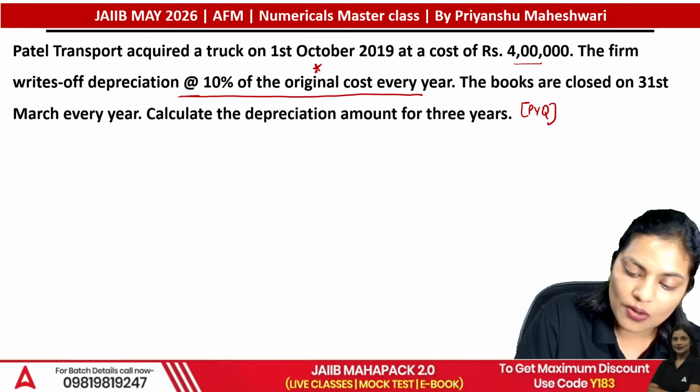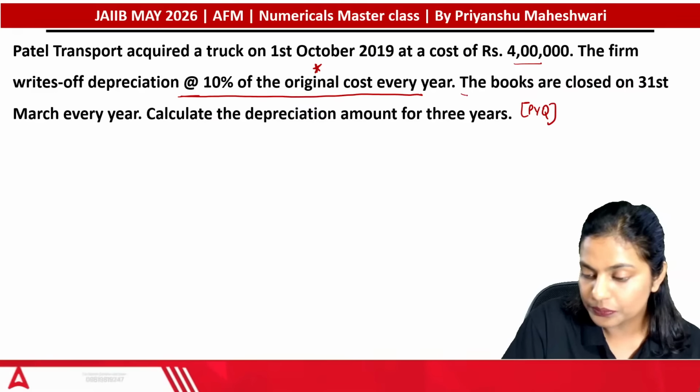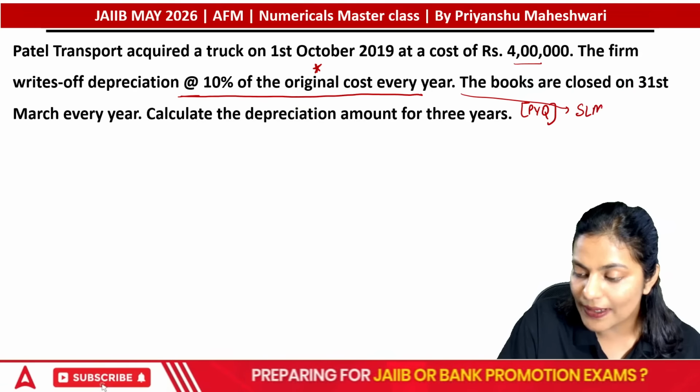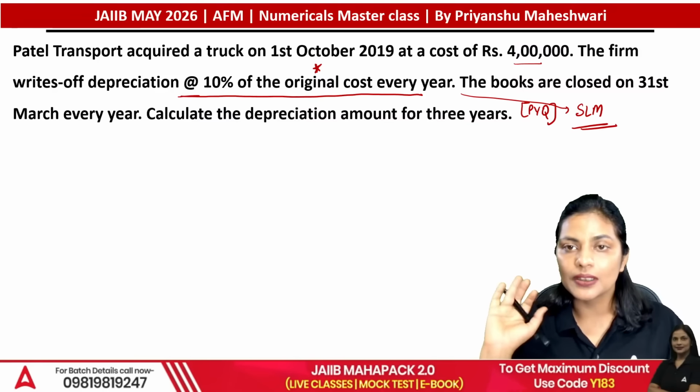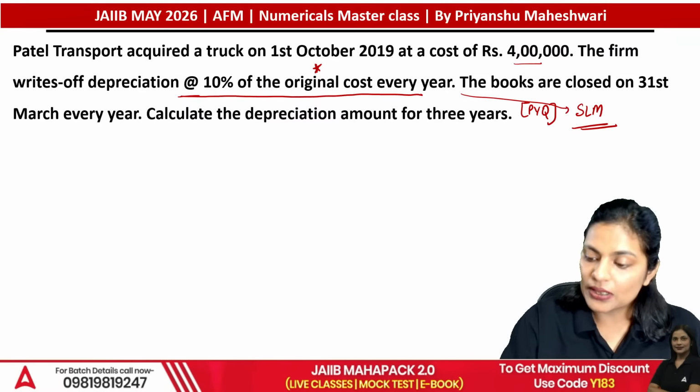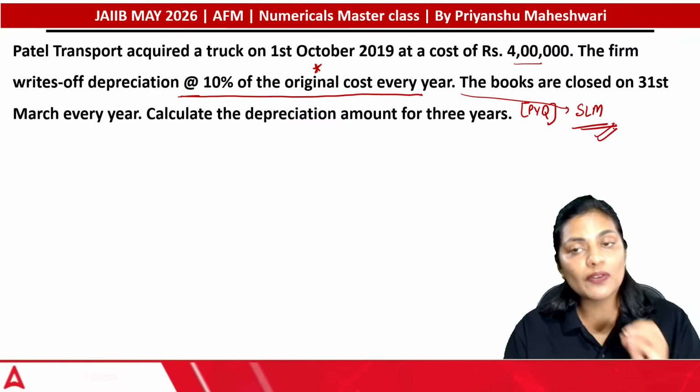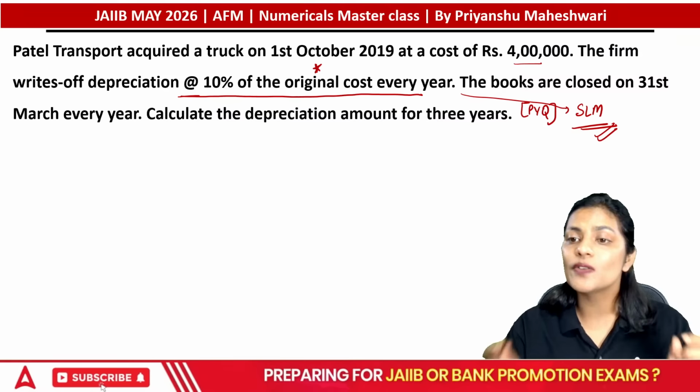The word original cost represents which method? SLM, straight line method, right? So, the word original cost is a hint that it is a straight line method. So, which method are we going to use? SLM. Do remember, while you solve such questions, pay attention to when the asset was bought.